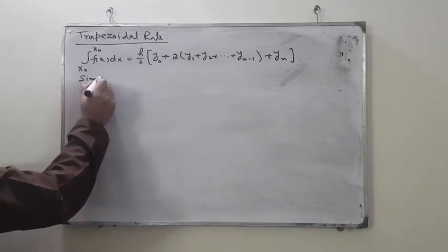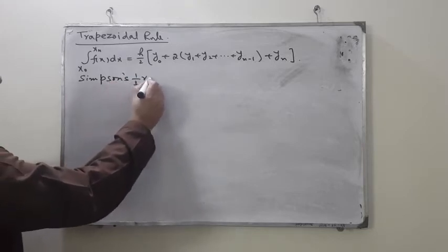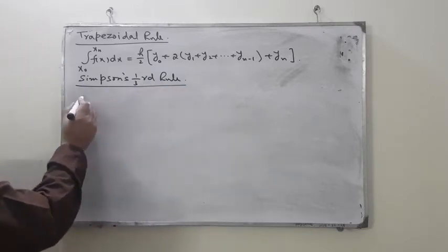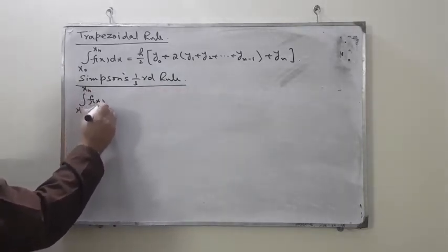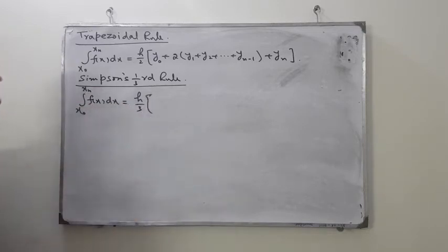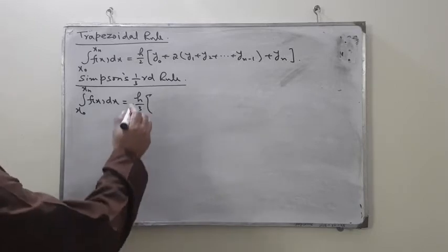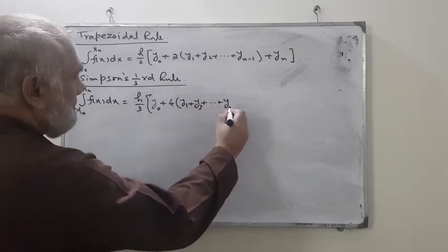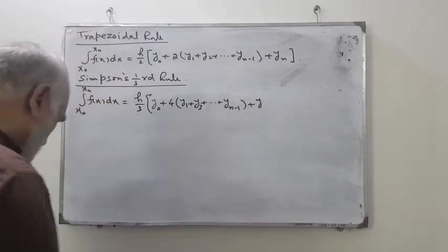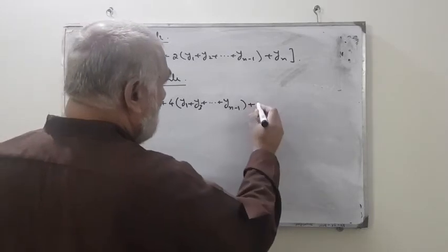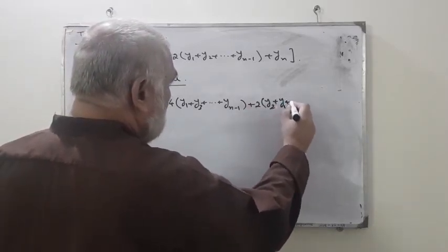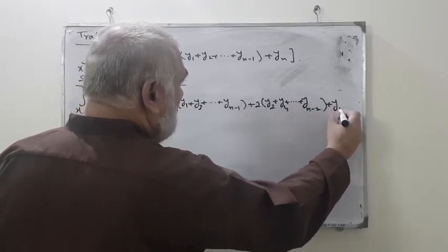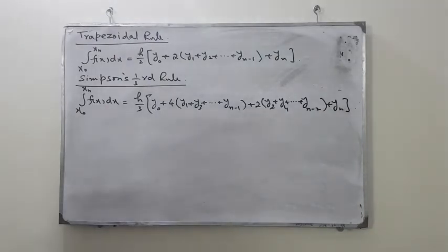The second formula is for Simpson's 1/3 rule. The formula for this case is the integral from x0 to xn f(x) dx equals h by 3. Inside there are the terms y0 plus 4 times y1, y3 and so on up to yn minus 1, plus 2 times y2, y4 and so on up to yn minus 2, and yn. So this is the formula for Simpson's 1/3 rule.